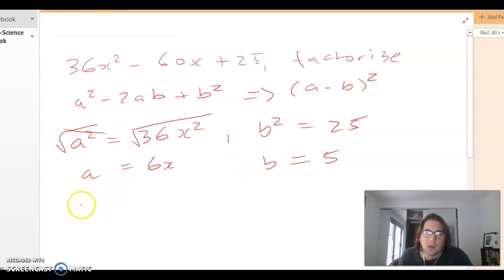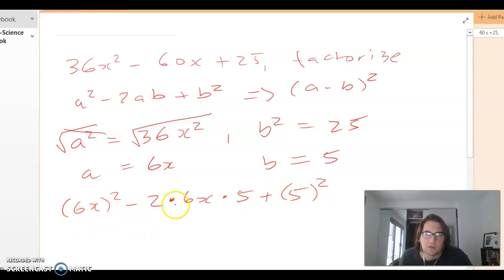Okay, so if I rewrite this up here in terms of this equation at the bottom, we'll see if it makes sense. (6x) all squared minus 2 times 6x times 5 plus 5 all squared.